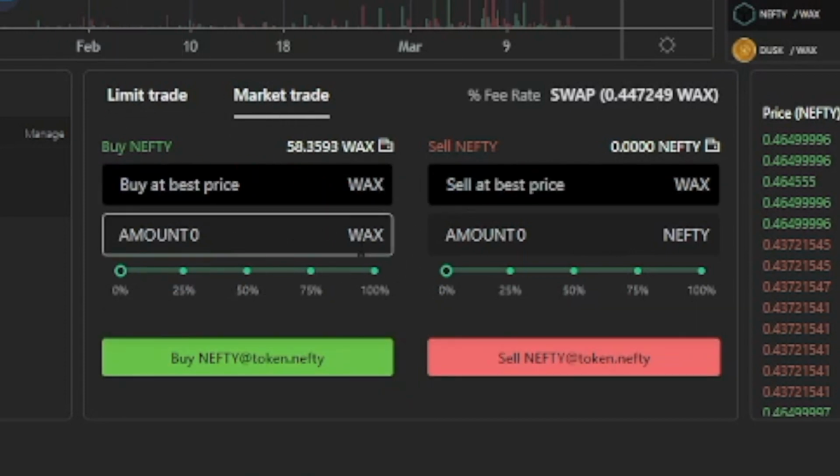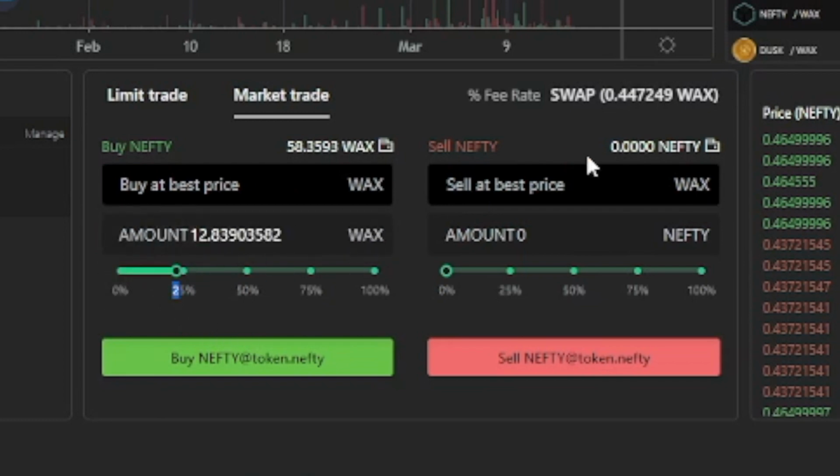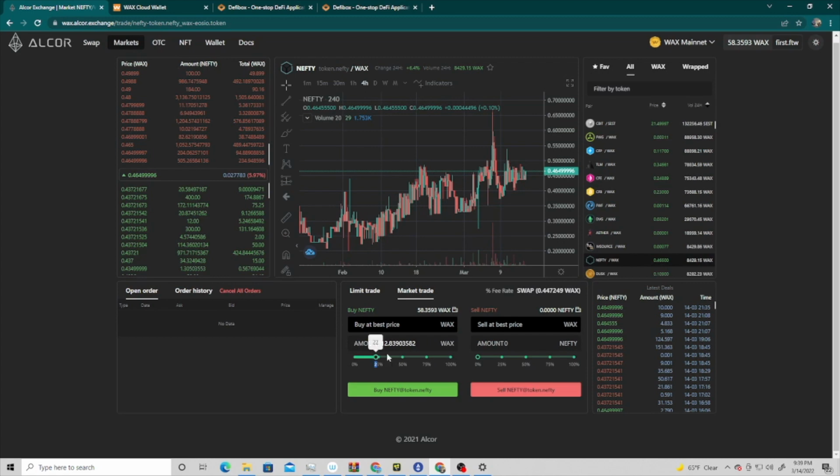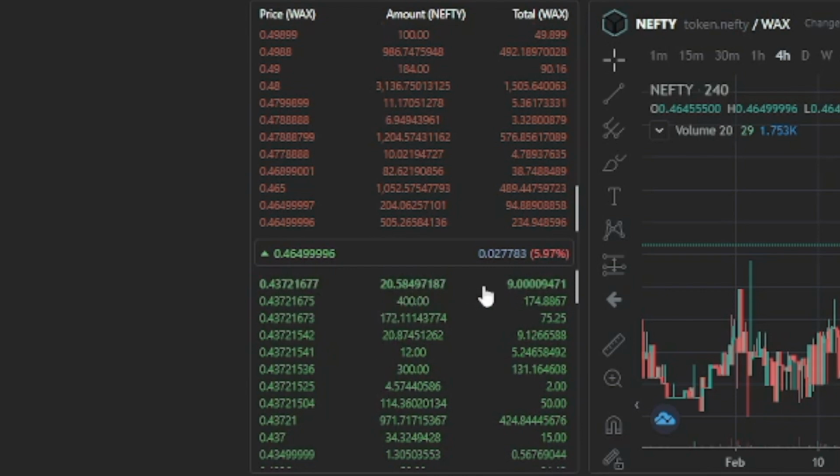So if I say buy Nifty, if I could say like 25% of my Wax to buy Nifty, it'll just use the 12 Wax here to then start filling all the available orders until we run out. So it would fill definitely all the way through this 9 Wax one and then stop once we hit my 12 Wax worth, and I'll have bought 20 Nifty from this order plus whatever the difference remaining is from this order, and my total price will be the difference between those two.